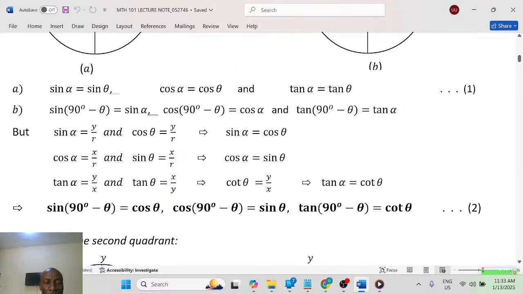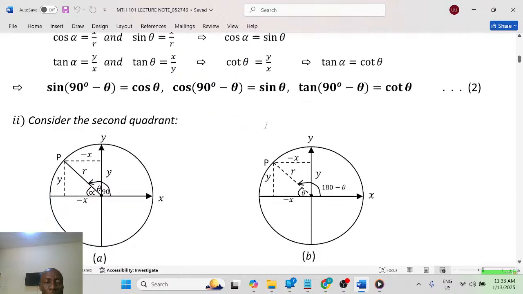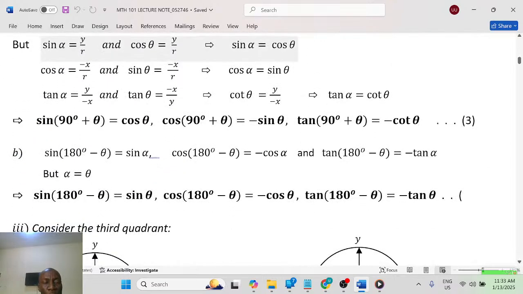In the second quadrant, if you want to convert to an acute angle, we use this formula. For sine, sin of 180 minus theta is equal to sin theta. For cosine, cos of 180 minus theta equals minus cos theta, because cosine is negative in the second quadrant. Likewise, tan is negative in the second quadrant, and that is why we have tan of 180 minus theta equal to minus tan theta.